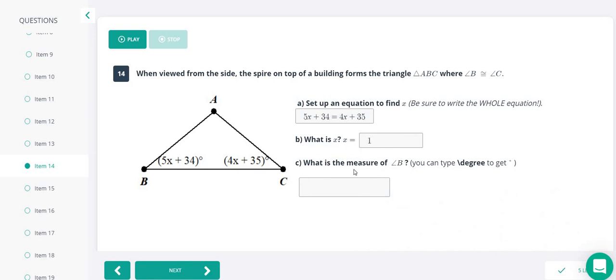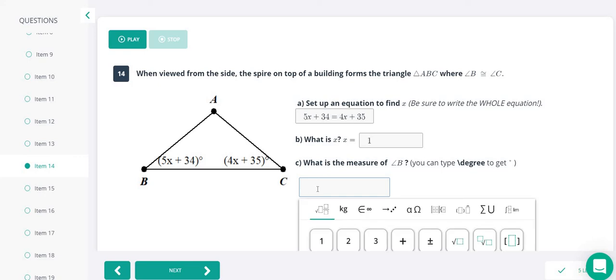Now we have the measure of angle B. All right, then we have to do the little degree sign apparently. So angle B, that's this one. Again, you could plug it into either one since they're the same, but let's go ahead and do this one. If x equals 1, 5 times 1 is 5, and 5 plus 34 is 39. So 39 degrees.